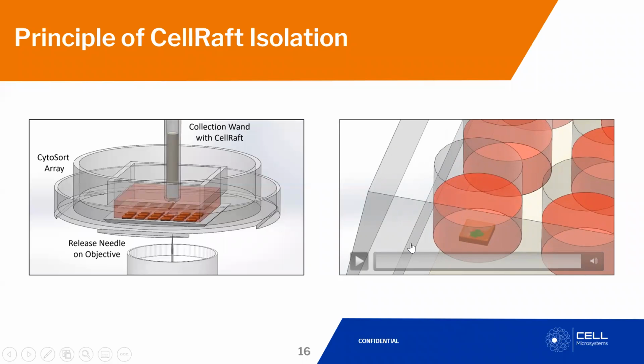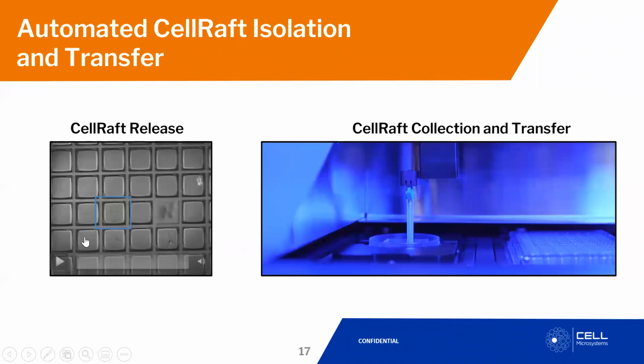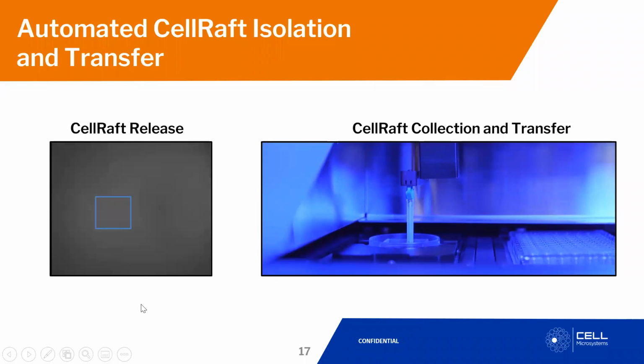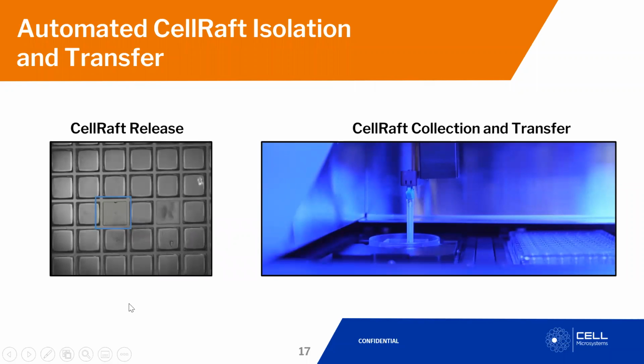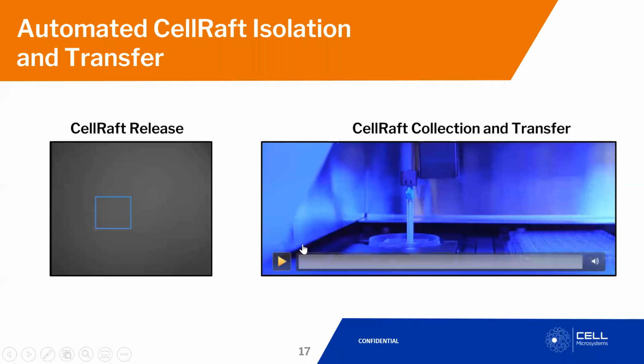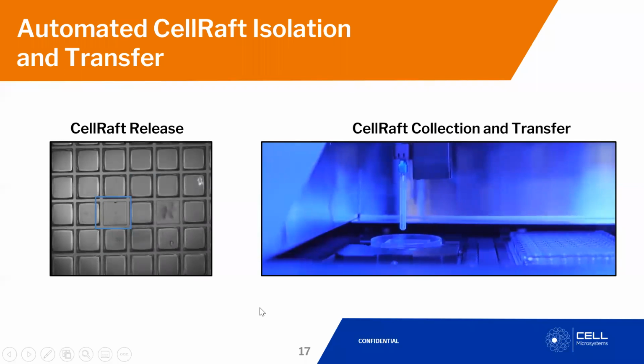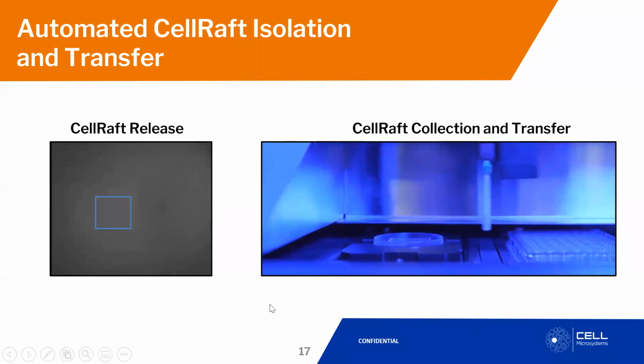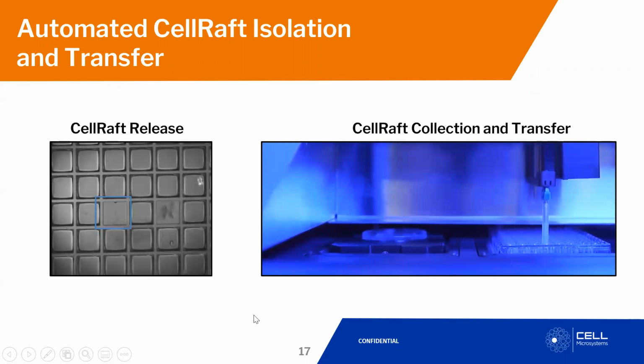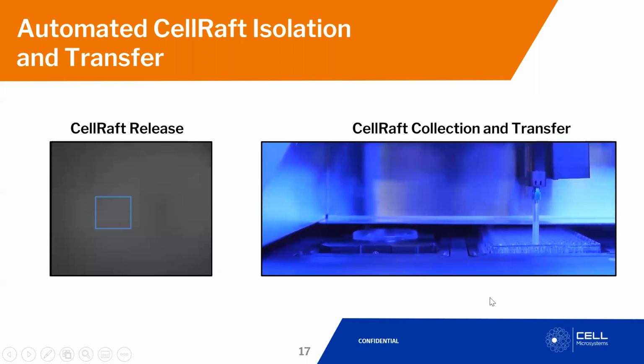You're not limited to picking just into 96-well culture plates. You can also pick into PCR strip tubes or PCR plates if you're going directly to downstream lytic assays. To show you what this looks like in actual real time, you can see here on the left side what the CellRaft release looks like if you keep your eye on the raft in the blue box. What happens is that the raft is poked free of the array. The wand comes down and picks it up, moves it over to the collection plate for deposit, and then your cells are safely moved over to the collection plate of interest.